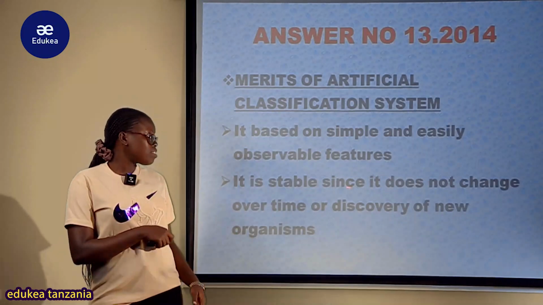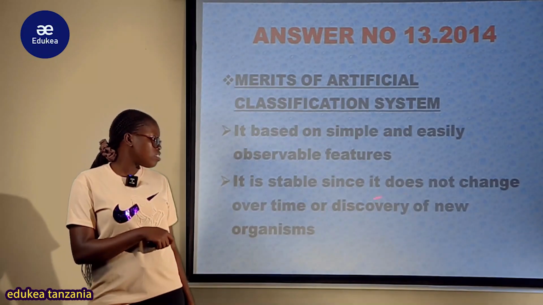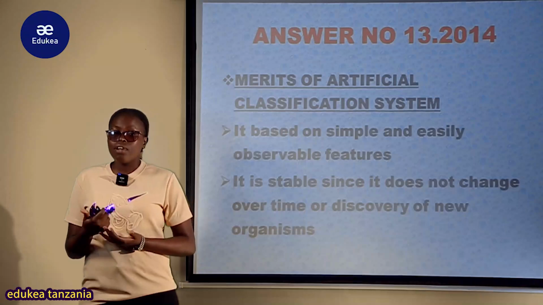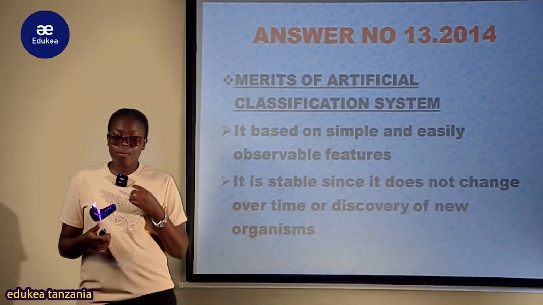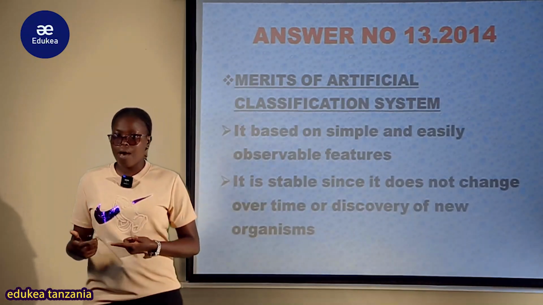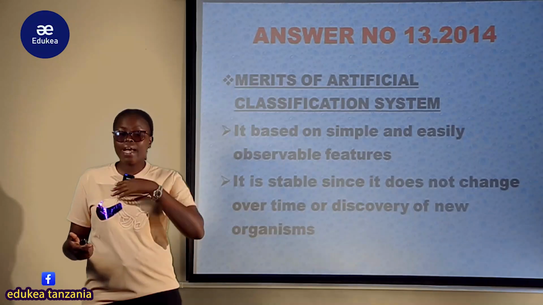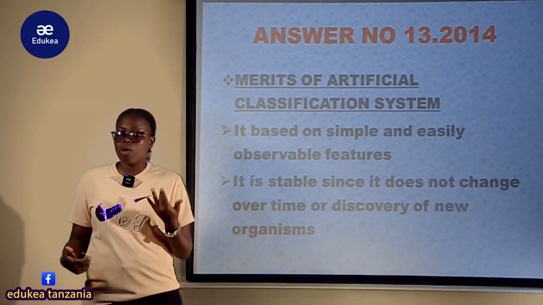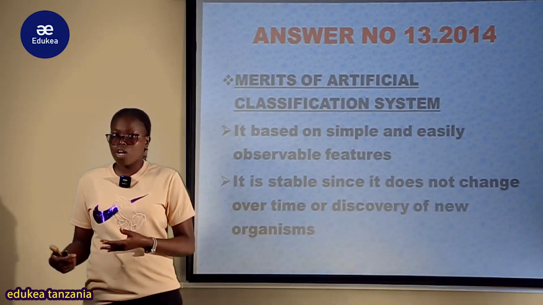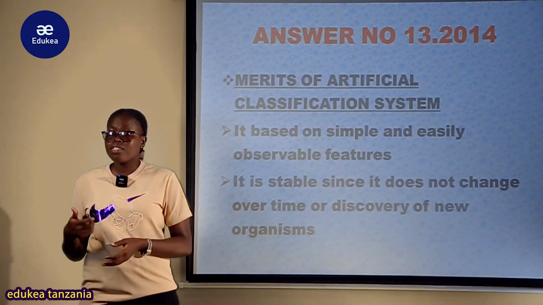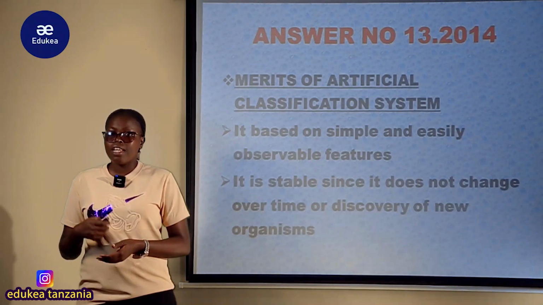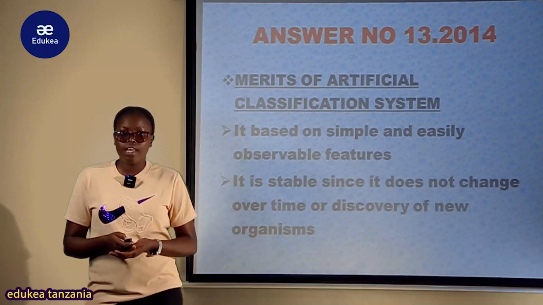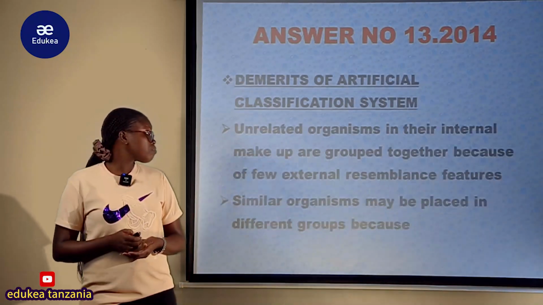Another merit is that it is stable since it does not change over time or with the discovery of new organisms. Vile system ni stable. Kwa mfano tukisema kwamba nyuki ana mabawa, ndege ana mabawa, haita change. Miaka yote wataendelea kuwa na mabawa. It cannot change kwamba ifikie hatua kwamba nyuki akose kuwa na mabawa. So it is stable and it cannot change. And therefore it does not offer room for new investigation.